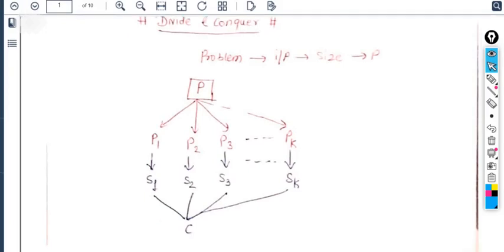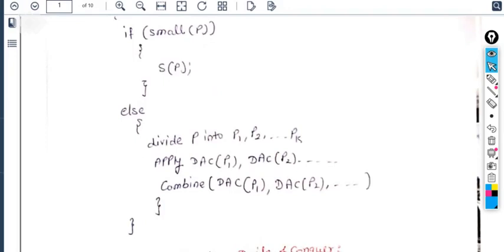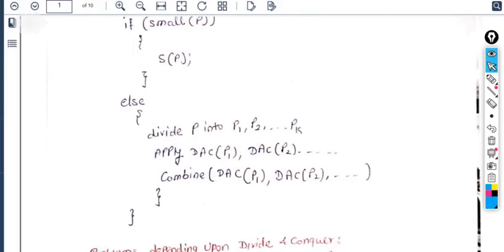In the divide and conquer technique, we have an algorithm like this. This is the algorithm that you can write in your own words. DAC, divide and conquer. So a problem is there. If the problem is small, then no need to divide it again and again. Just find the solution for that problem. Else, if it is not a small problem, then divide that problem into the subparts p1, p2, pk. After that, apply DAC on the sub problems again and again, like p1, p2 and p3, and so on. After that, in the last step, you have to combine all the solutions that you get over these sub modules.